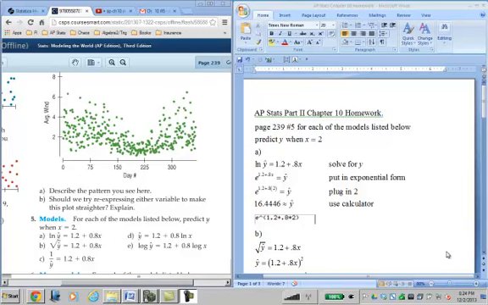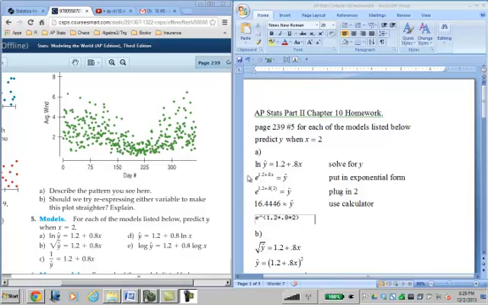So the easiest way to do that is to put it into exponential form. So this is the natural log of y equals 1.2 plus 0.8x. So the base is e, the product is y hat, and the exponent is everything on the right here, 1.2 plus 0.8x. So this can be rewritten as e, because that's the base of the natural logarithm, e raised to the power of 1.2 plus 0.8x equals the product y hat.